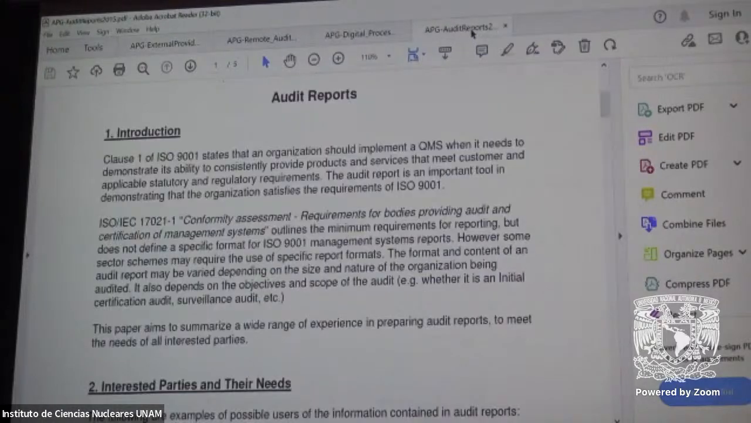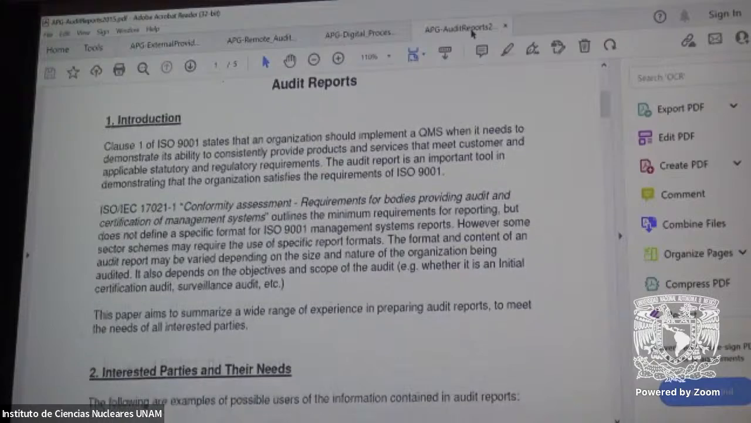Audit reports. I know you have questions about audit reports. How do you rank an audit report? What do you need to put in an audit report? I'm sure this paper will tell you everything you want.